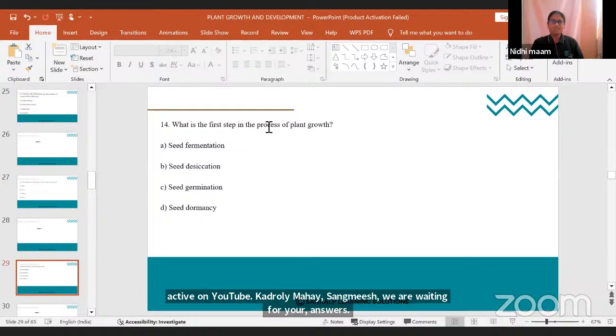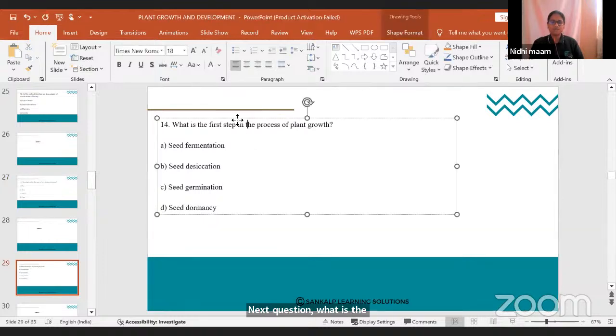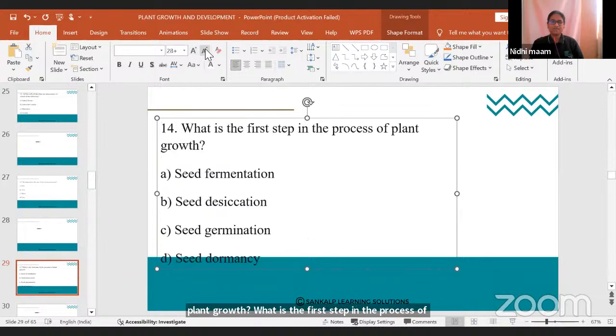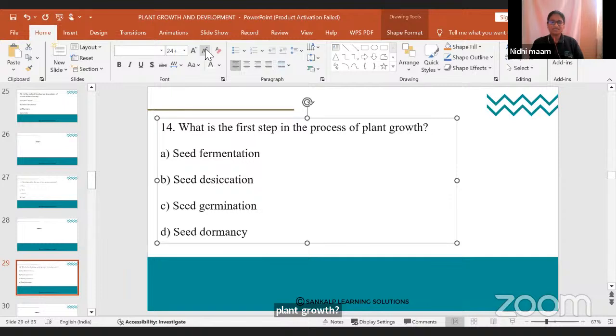Next question. What is the first step in the process of plant growth? Seed fermentation, seed desiccation, seed germination, seed dormancy. Impana, Sharath, Varun Raj, Aishwarya KM answered it through YouTube. Siddhana Gowda, Jyoti Laddi, Bhavana, Shweta, Bhuvan, Navyashri. Good. So, they asked what is the first step in the process of plant growth.